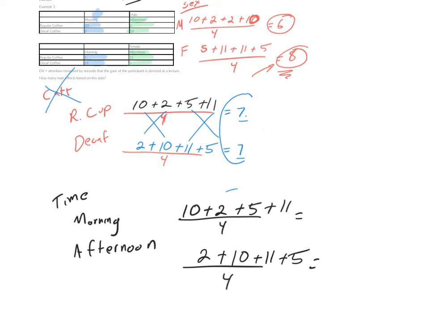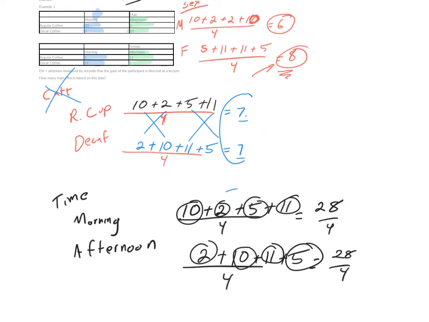So for those of you who are paying attention, you can kind of even tell before I give you the averages that they're going to be the same number, right? Because here I have a 10, here I have a 10, here I have a 2, here I have a 2, here I have 11, here I have 11, here I have a 5, here I have a 5. Now, don't waste time looking for patterns like this. This is a coincidence. But when you work it out, you're going to notice this turns out to be 28 divided by 4. 28 divided by 4 gives you 7, gives you 7. So these are exactly the same number. So there is no main effect for time.